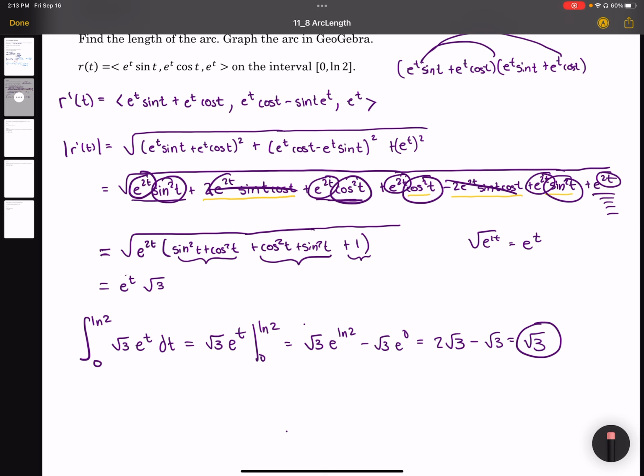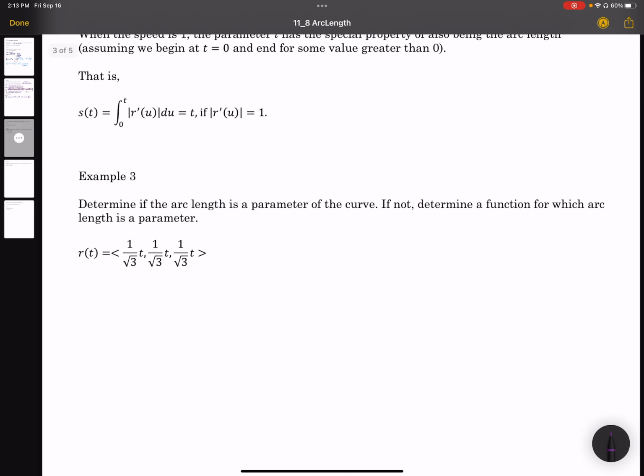We didn't graph the curve in GeoGebra, but it's just a curve in 3D that goes up from 0 to the ln of 2. If you put this into Desmos or GeoGebra as an integral, you would get this value. So again, a lot of our work here is algebra. The calculus was actually quite easy. This step is our calculus. All of this is our algebra. Made us angry. Third example.